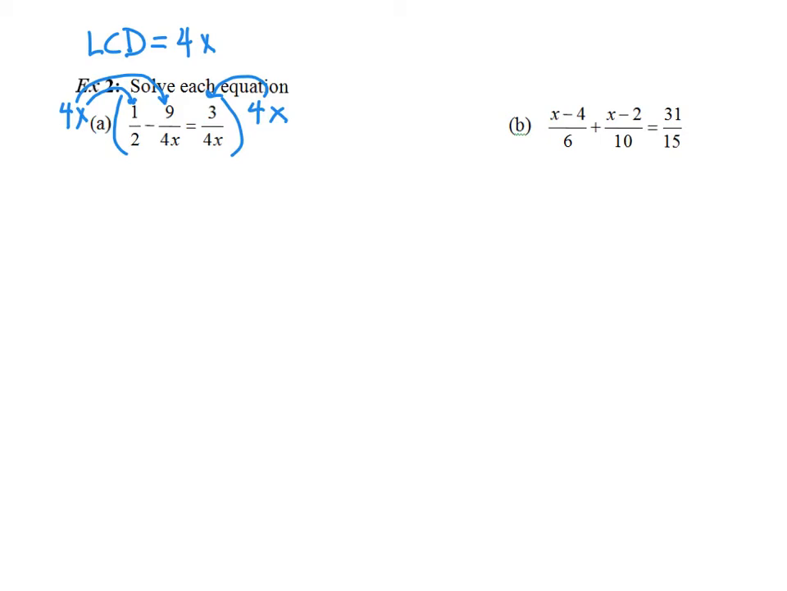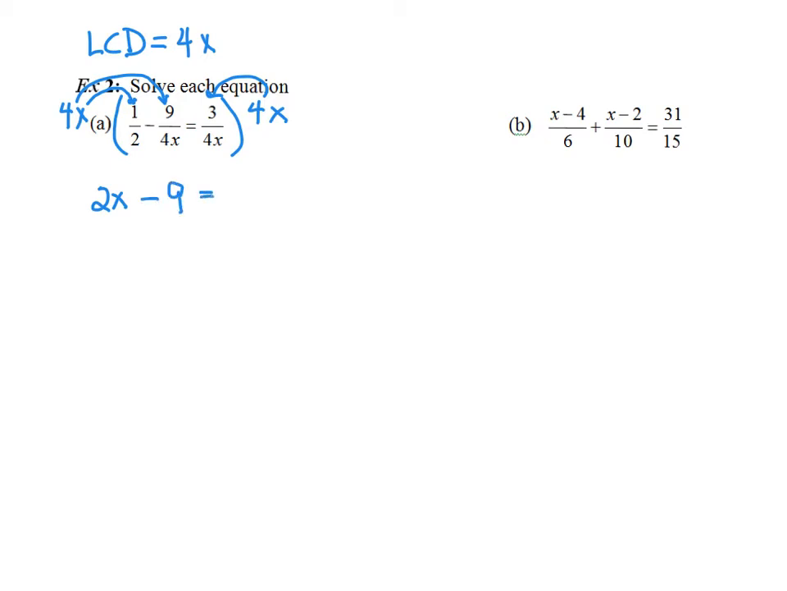So 4x, when I multiply by 1 over 2, the 2 and the 4x cancel, leaving me with a 2x. So 2x times 1 is 2x. Take that very same 4x and now multiply it by the second fraction, but this time the denominator completely cancels, so 4x and 4x cancel, leaving me with just a negative 9.